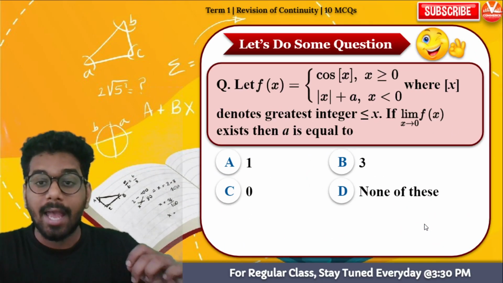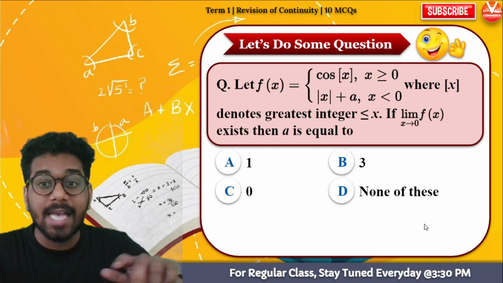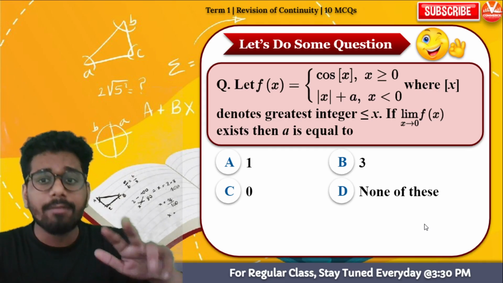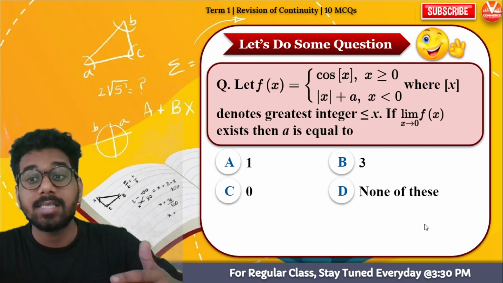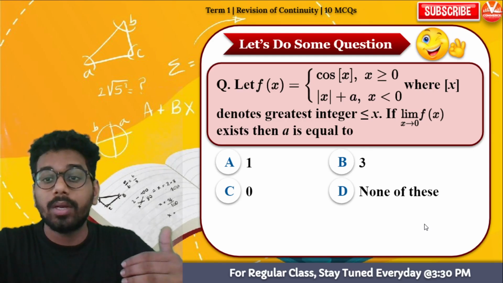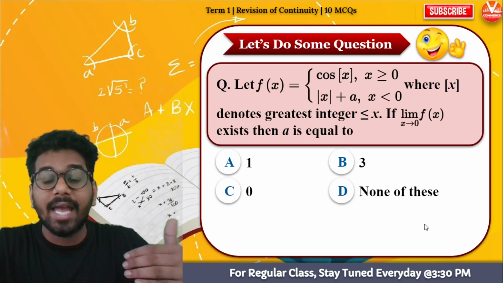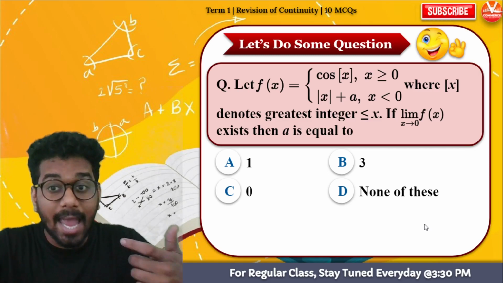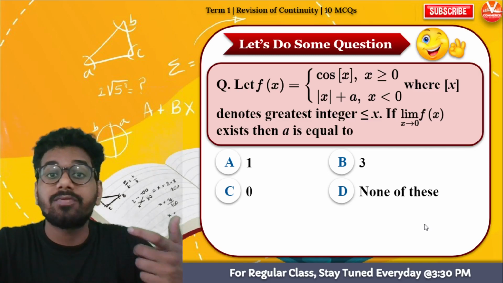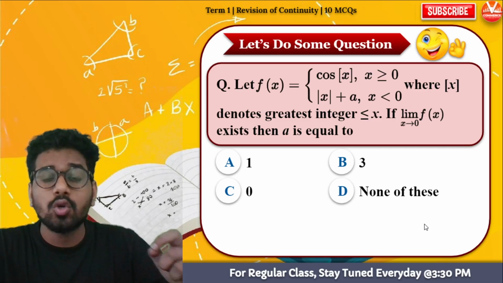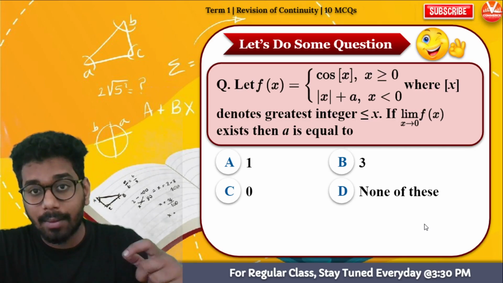Next question. f(x) equals to cos of [x], x greater than equal to 0 के लिए. And mod of x plus a when x less than 0. Now the question is, find a if the limit exists when x tends to 0. From the left hand side, the function is x less than 0. From the left hand side, the function is mod of x plus a. If you'll put 0 over here, mod 0 plus a is a.